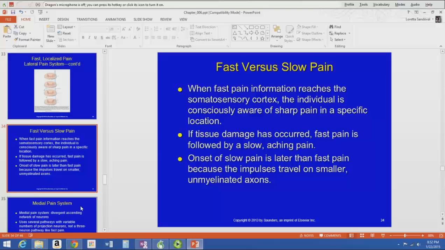So the onset of slow pain is later than fast pain because the impulses travel on smaller unmyelinated axons. So those C fibers, they're small, they're unmyelinated, they're slow. They're on the slow train. The fast pain is on the express train. The slow pain is on the train that stops at every little town. Okay? So slow pain takes a longer time to get there.